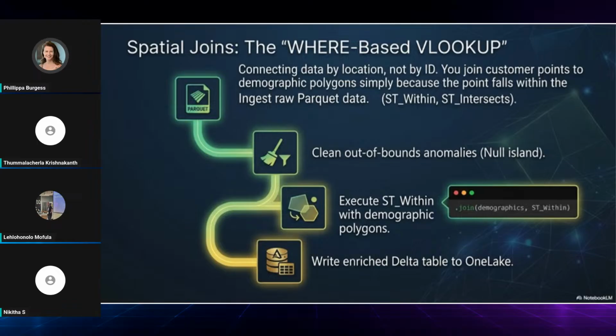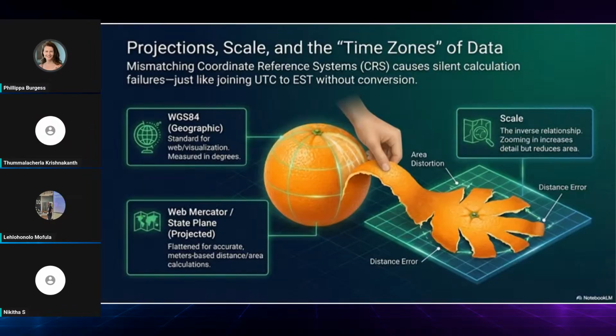And then you get to do spatial joins. The where-based join is the VLOOKUP: connecting data by location, not by ID. You can join customer points to demographic polygons simply because the point falls within the polygon. So you're looking at ST_Within or ST_Intersects. You can clean out out-of-bounds anomalies, get rid of the nulls, execute ST_Within with a demographic polygon, and write the enriched data tables to OneLake. This is how you're joining your data, and you're joining it based on location.